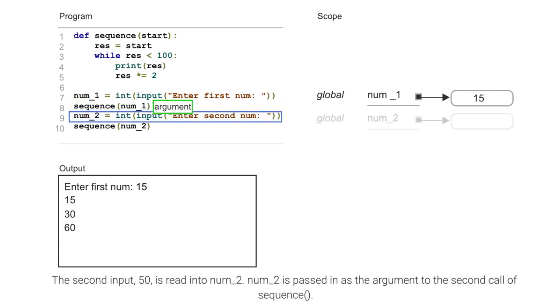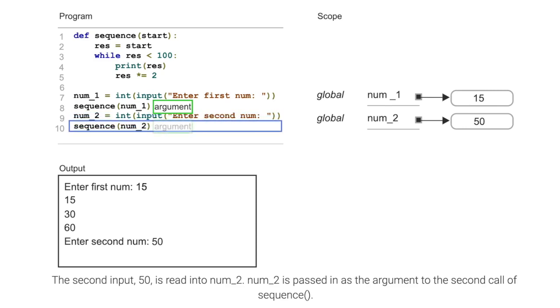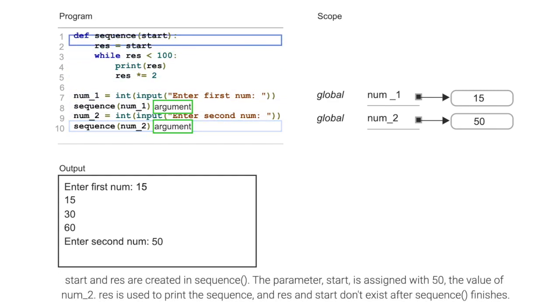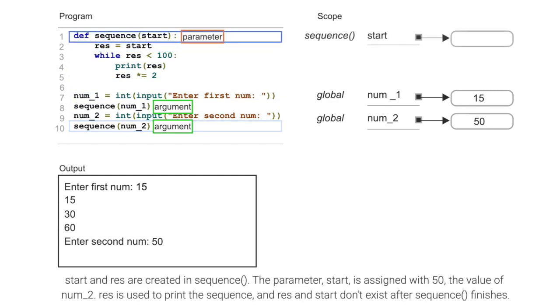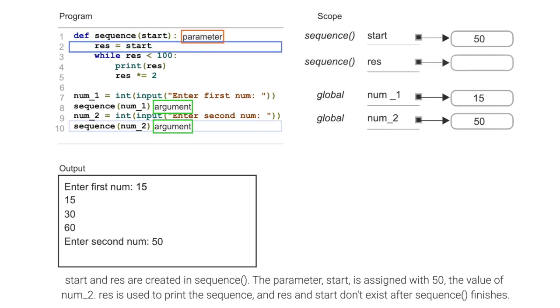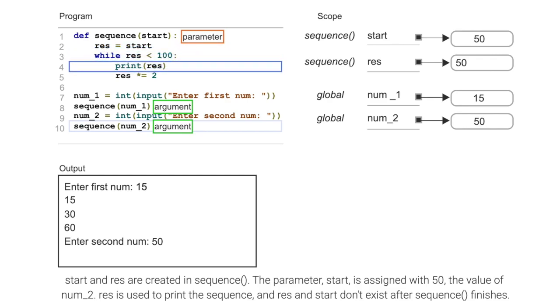The second input, 50, is read into num2. Num2 is passed in as the argument to the second call of sequence. Start and res are created in sequence. The parameter, start, is assigned with 50, the value of num2. Res is used to print the sequence, and res and start don't exist after sequence finishes.